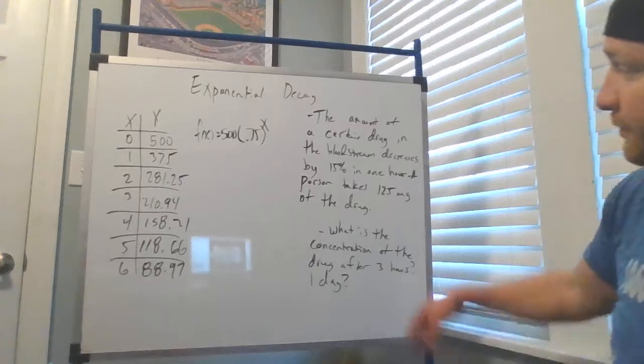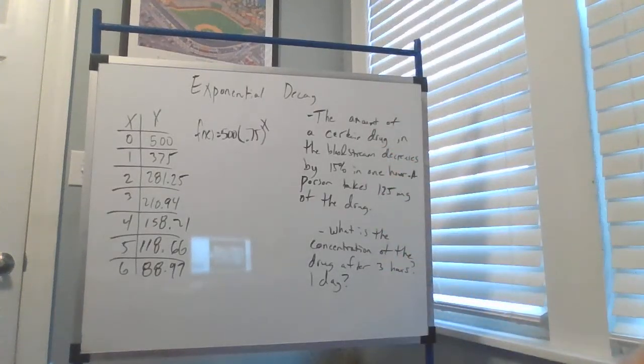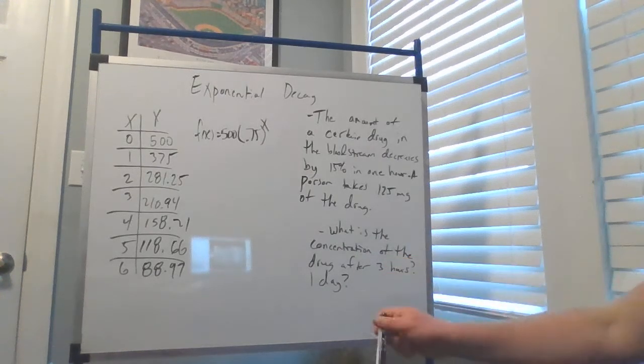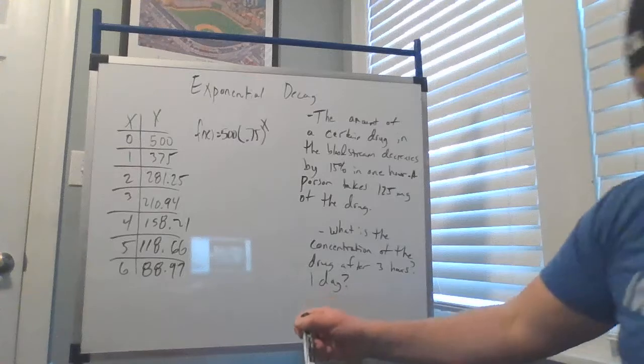Now over here is a basic word question, and it says the amount of a certain drug in the bloodstream decreases by 15% in 1 hour. A person takes 125 milligrams of the drug, and I want to know what is the concentration of the drug after 3 hours and also after 1 day.